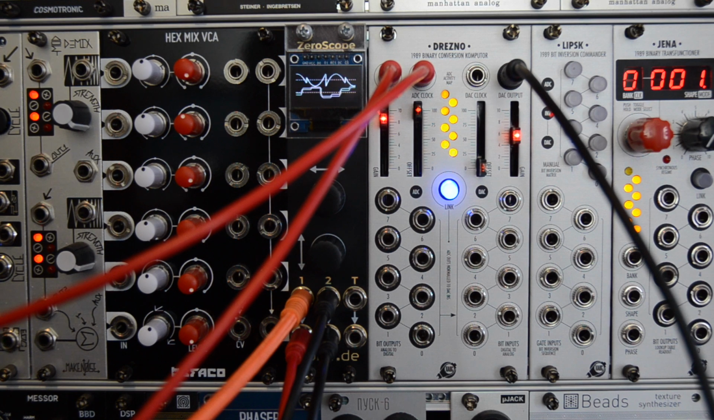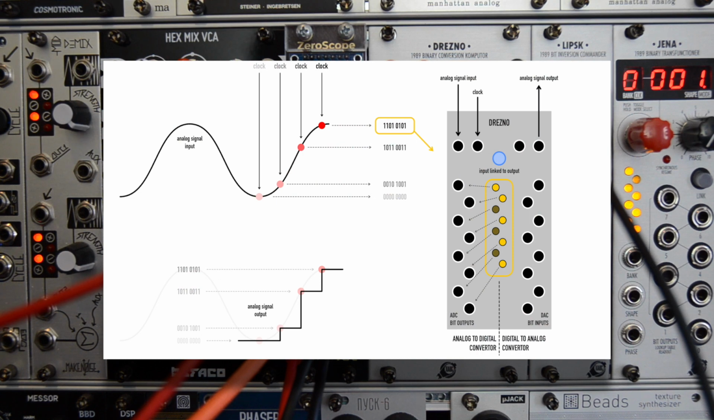You might be wondering how the bits in DREZNO represent anything related to audio or voltages, but with some imagination you could look at DREZNO as a kind of sample module that works with an extremely fast clock but is limited to 256 quantized values. Every voltage that we send into the ADC converter is sampled and represented by an 8-bit binary number that we call a byte. We can access every bit in this byte as a signal that's either on or off, so in essence these are just gates.